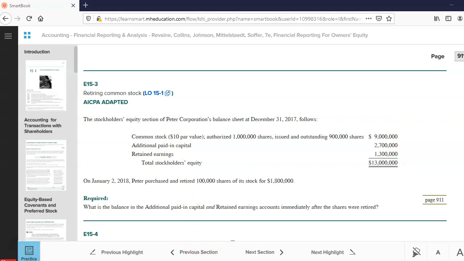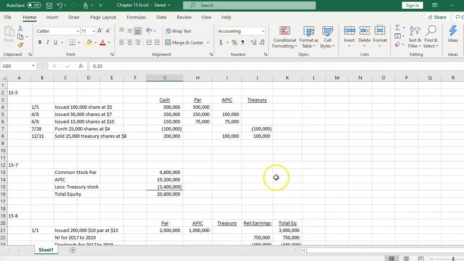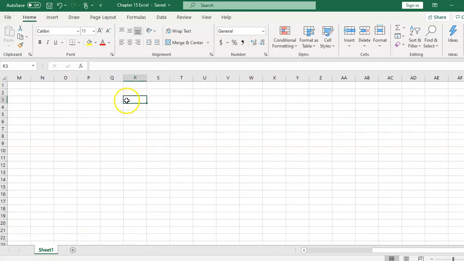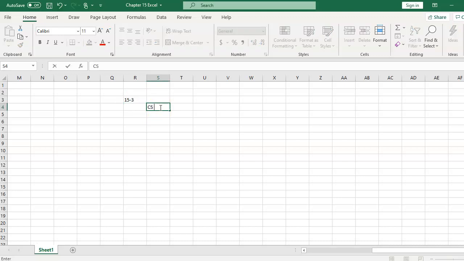So with this one, I think we just need to go over to Excel and take a look at this one. I've got some stuff already set up. I'm just going to do this one off to the right here. So this is 15.3. And as I mentioned, the word retired means something. So let's make the journal entry to do this. And we're going to debit common stock, basically, and that would be the par value. I'm just going to say CS par, common stock par, and then additional paid-in capital. We'll debit that. We're also going to debit retained earnings, and then we credit cash for the amount of money that we spent to buy those shares.